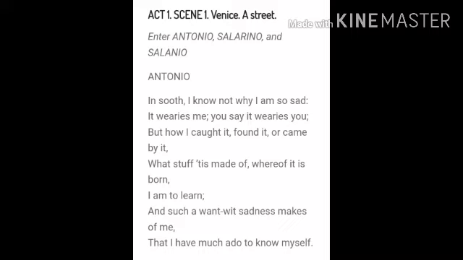And this sadness is making it difficult for me to know myself. Now, line-wise explanation. "In sooth, I know not why I am so sad." This dialogue is spoken by Antonio. In sooth, you can write the meaning: truly speaking. In sooth means truly speaking. I know not why I am so sad.